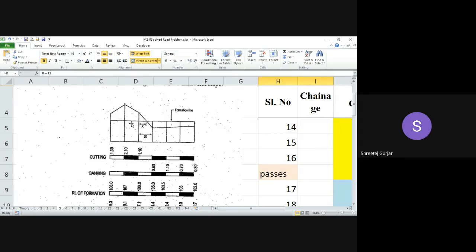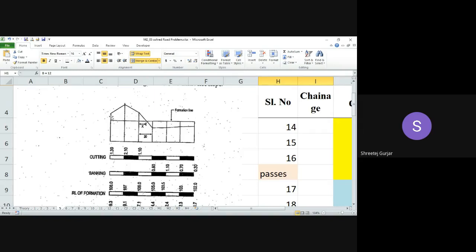You can observe this part. This part is requiring cutting, right? This part is required to be cut, meaning it is extra, and this part is required to be filled, because it is below your formation level. So this is coming under banking. This is under cutting. This is under banking. Here we have a transition from cutting to banking, right?